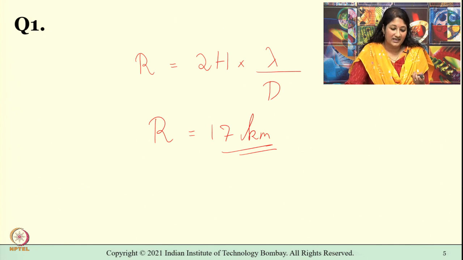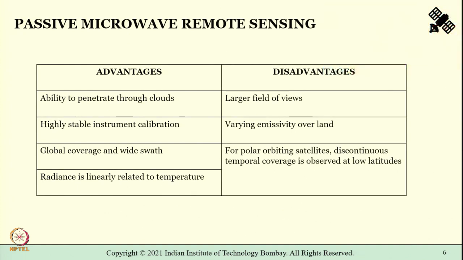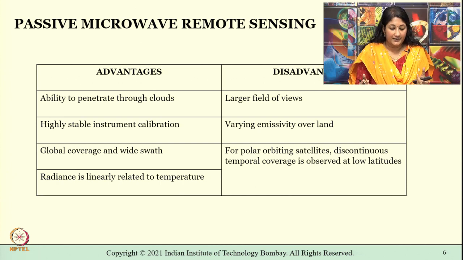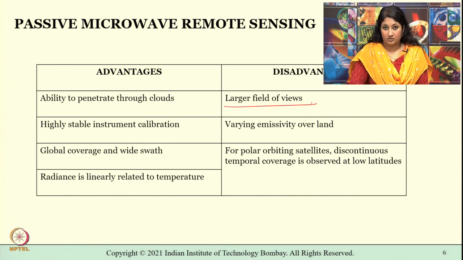Okay. See, when it comes to passive microwave remote sensing, there are its own pros and cons, that is advantages and disadvantages exist for passive microwave remote sensing. And what you see in your screen is just an attempt to summarize the plus points as well as the disadvantages of passive microwave remote sensing. For example, just like the calculation you have done, a passive radiometer will often have larger field of views, which means the instantaneous field of view can be of the order of kilometers. It is not going to be crisp and clear like what you get in optical remote sensing, okay.